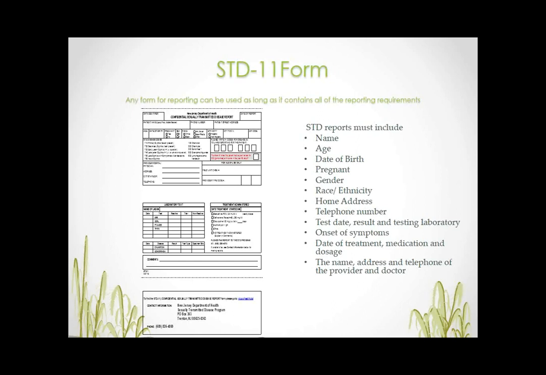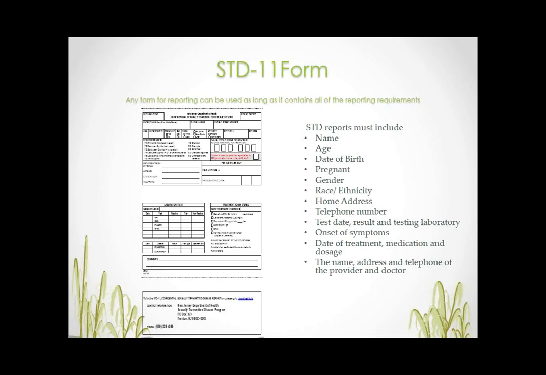And as you can see on this report, it's very important that we get all this information. If not, we will have to call back and follow up. Patient's name, age, birth date, pregnancy status, especially with an increasing congenital syphilis, that's very important. Gender, race, ethnicity, home address, telephone number, test date, result, and testing laboratory also is very important, because if there's anything missing and we need to follow up, then we know what lab to contact.